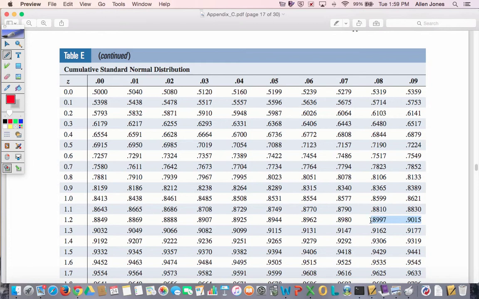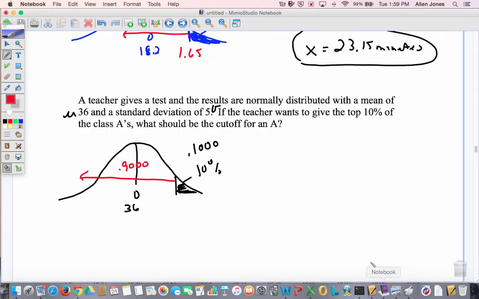So I go inside here, 0.9000 is going to put us right in this area, 0.9015 or 0.8997. I'm hoping we all agree that 0.8997 is closer, so I work my way back out. I have 1.28 here as my z-score.